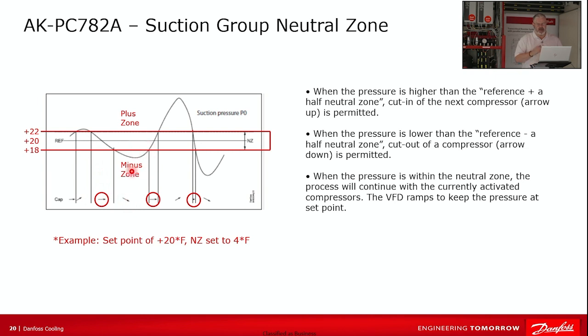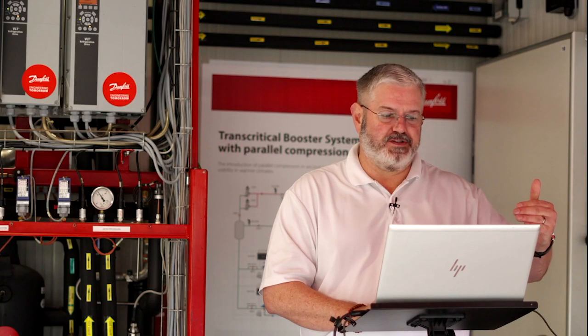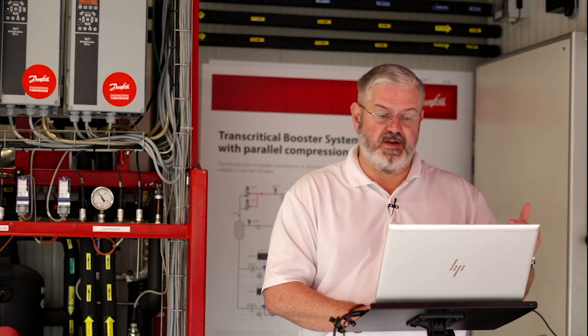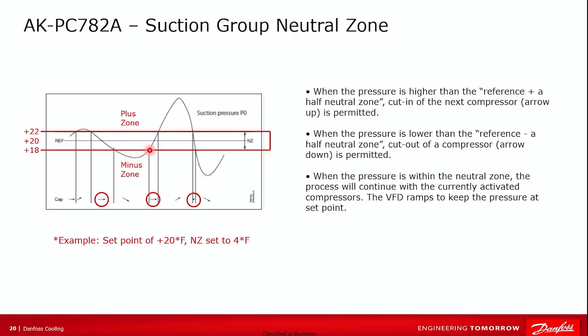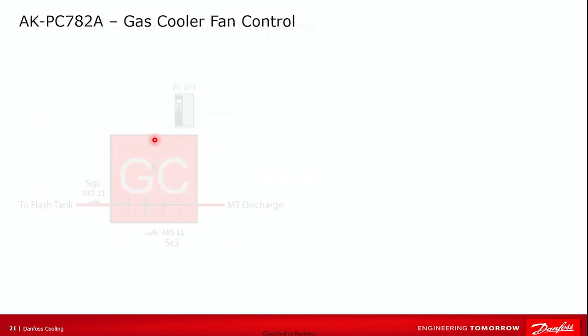So if you go to one of our controllers and you see plus zone or minus zone, that confuses some people, but plus means I've either just added or I'm about to add capacity, and it means I'm still above set point plus 2, or I'm still below set point minus 2 if you see minus zone, and that'll display until you get back up into the neutral zone, at which point it'll just say normal control. So that's our suction group control.